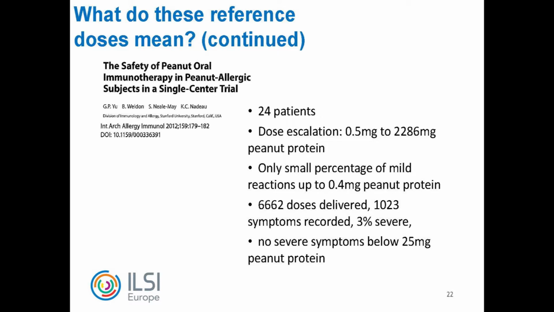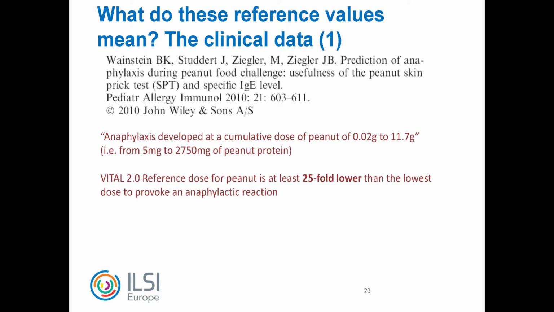But there were no severe symptoms below 25 milligrams of peanut protein. That's more than 50 times more, actually 125 times more, than the VITAL 2 reference dose. So it gives you some idea of the margin, or what one might call the margin of exposure, before a significant reaction might be experienced.